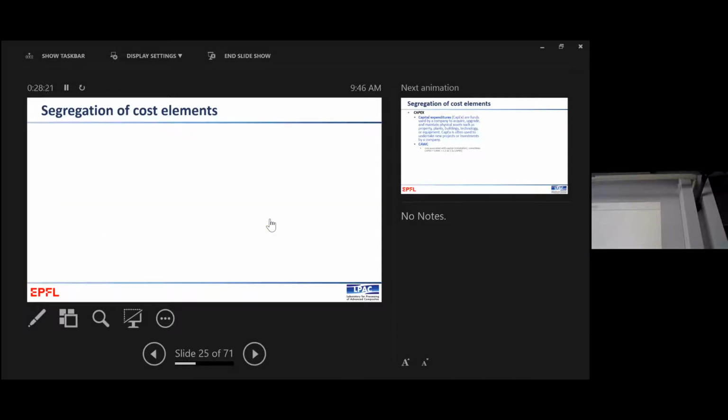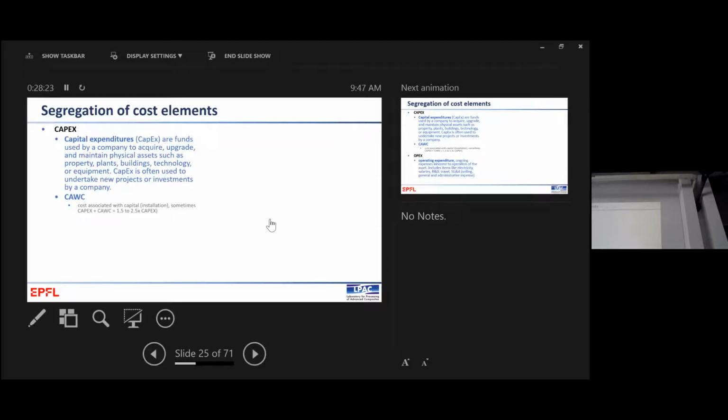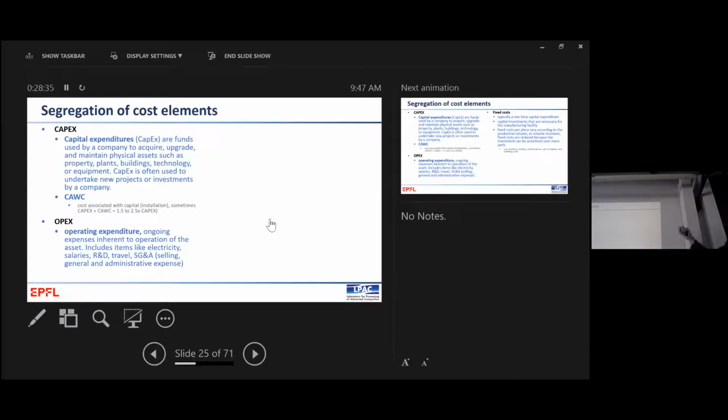So we can start to look at how we can segregate cost elements. Depending on which hat you're wearing, if you're Thomas, you'll be interested in CapEx and OpEx, your capital expenditures and your operating expenditures. If you're an accountant, that's how you think. Your CapEx are the things you need to buy. We typically think of equipment, but you have to buy the plant as well, buildings, to run your equipment. And then you've got your operating expenses: salaries, research and development, administrative, these kinds of costs.